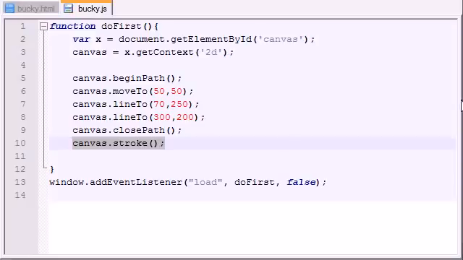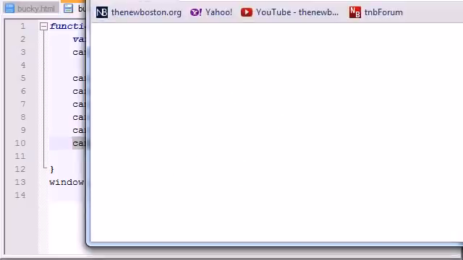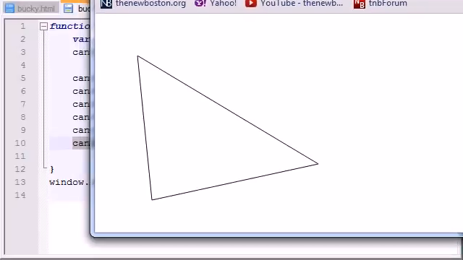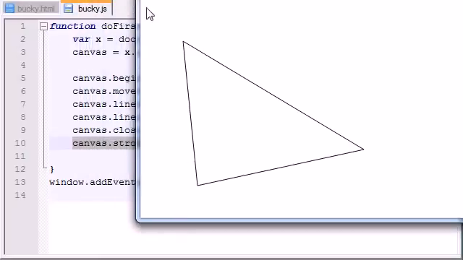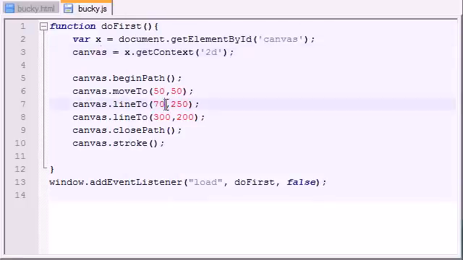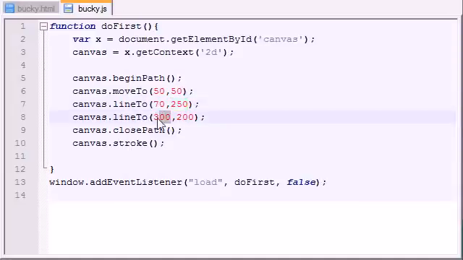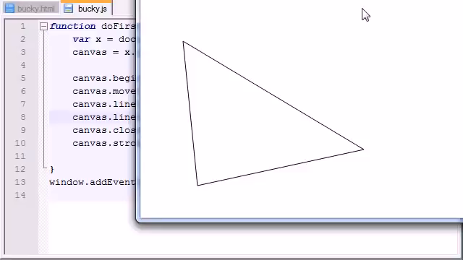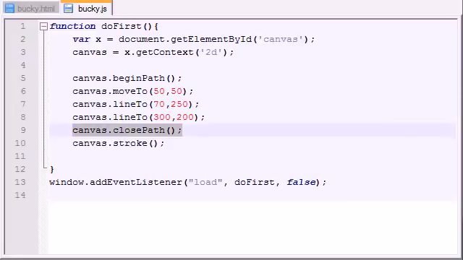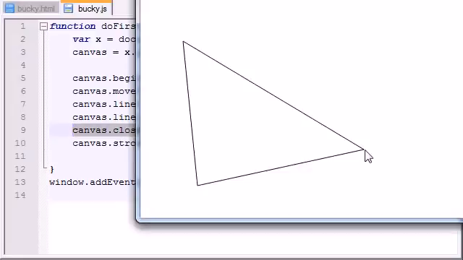So let's go ahead and save this as long as I didn't forget anything. We're going to go ahead and check out our shape. A nice, beautiful looking triangle. So again, 50-50, we went over 50, down 50, that's where we started. And from there we went from 70 to 250. So 70, 250 is right here. And then we went from 300 to 200. So over 300, down 200 right here. And then the last thing we did is say close that path, which closed it from our ending point to our starting point, and draw a stroke.